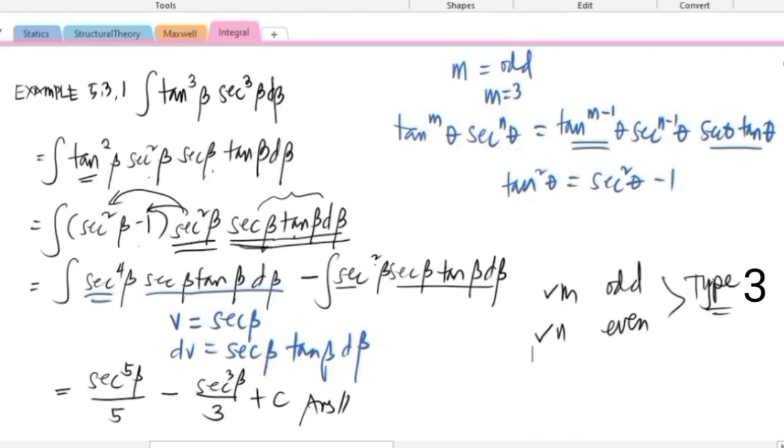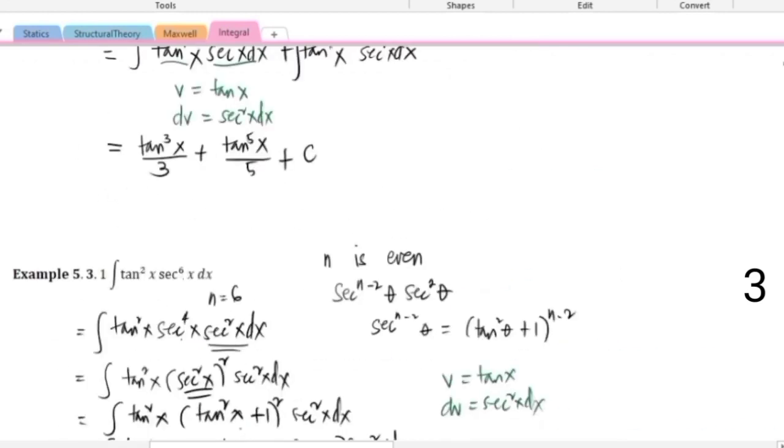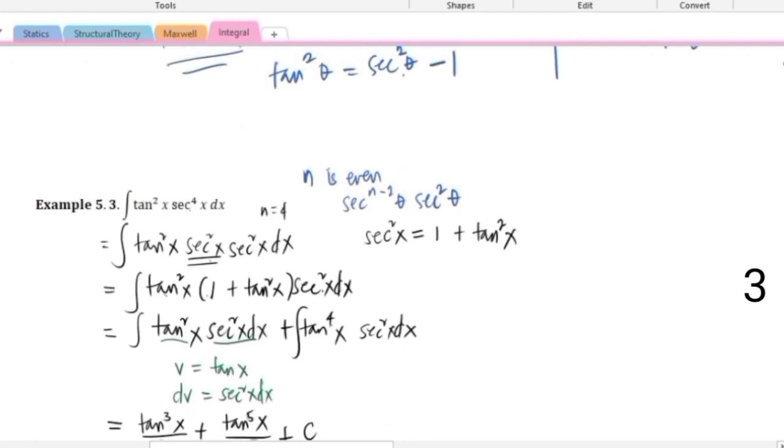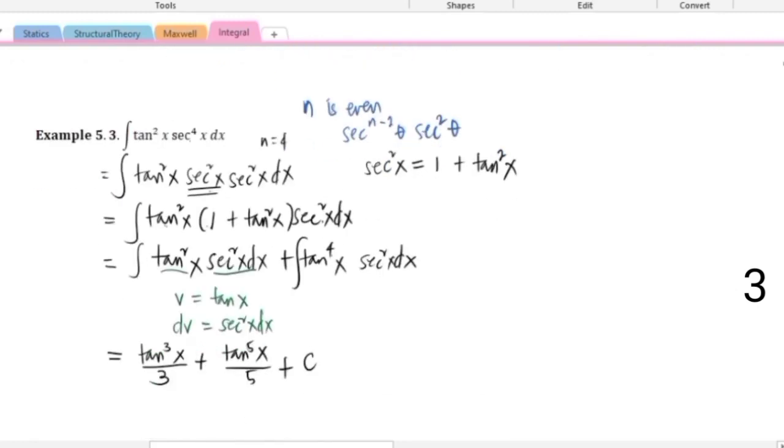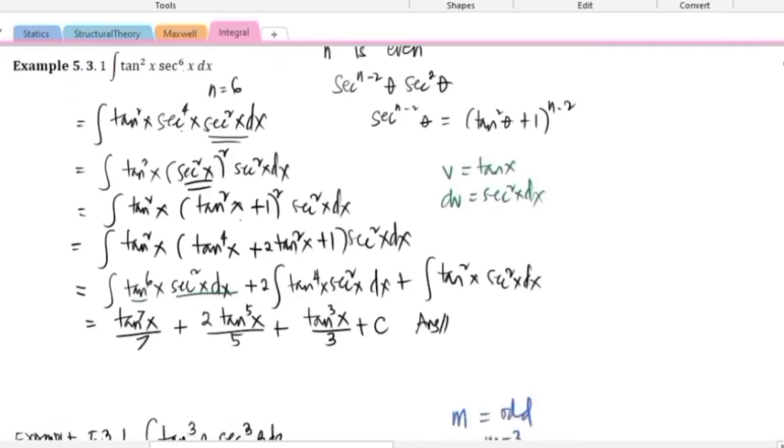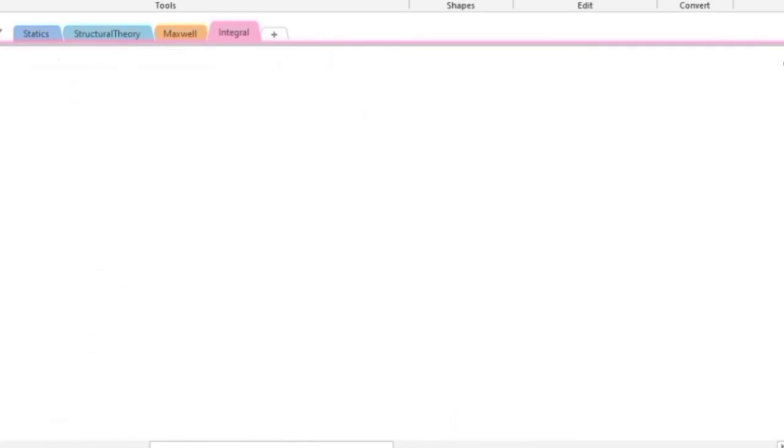Because, as you can see, if here in 5.3.1, your answer is secant, no? So if we go back to problem 5.3, since your n is even, your answer is tangent, no? Pero parehong tama yung sagot natin. So let's set an example for that. We have 5.3.2.